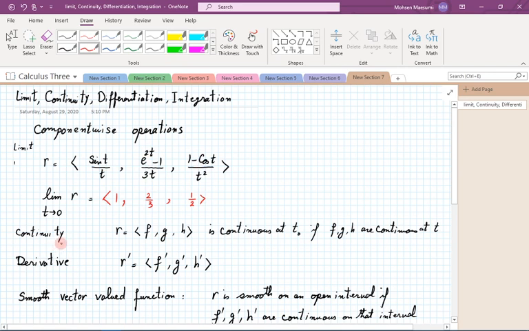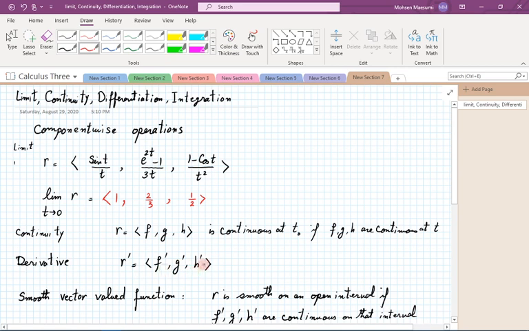With respect to continuity, a vector valued function is continuous at a certain point if all the functions involved are continuous at that point. So if any of them fails to be continuous at a certain point, then the entire function will be discontinuous. For the derivative, if you want to take a derivative of a function, you simply differentiate all 3 functions that you have.